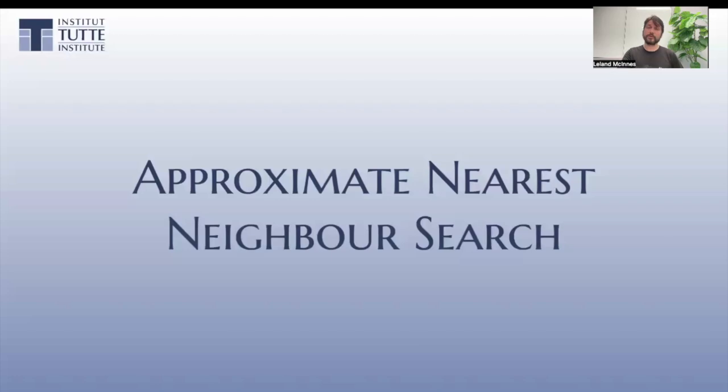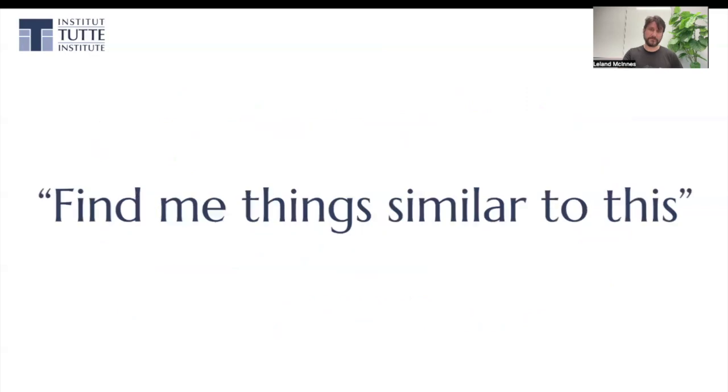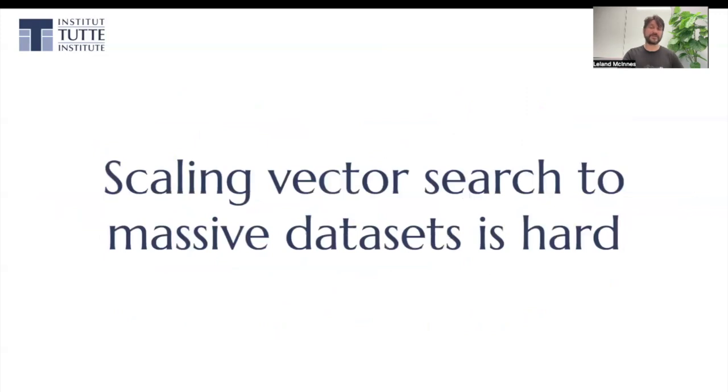All right, let's talk about approximate nearest neighbor search. So given that we have some meaningful distance between objects, finding nearby neighbors becomes critical. Find me things similar to this is what we want to be able to ask. So that means scaling vector search to massive data sets. And it turns out that's actually quite hard. We can't scan the entire set of vectors anymore and measure distance to everything. We need to prune that down.